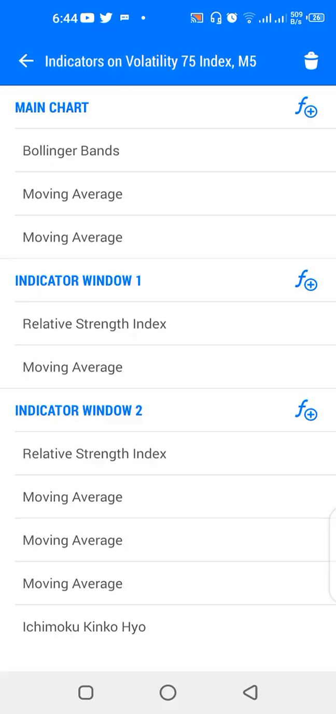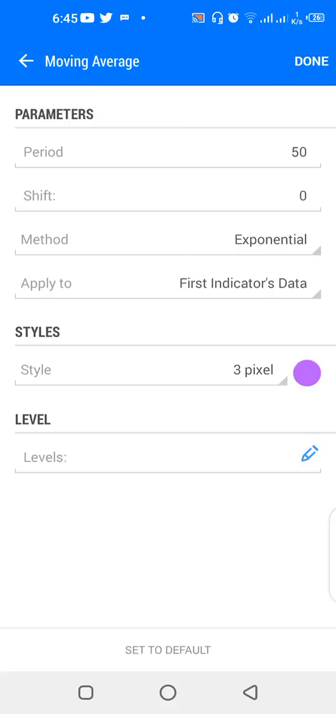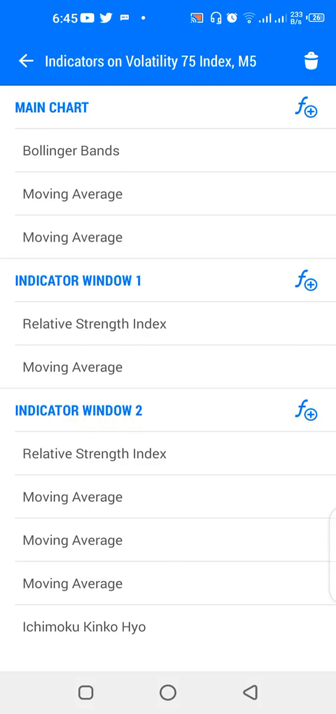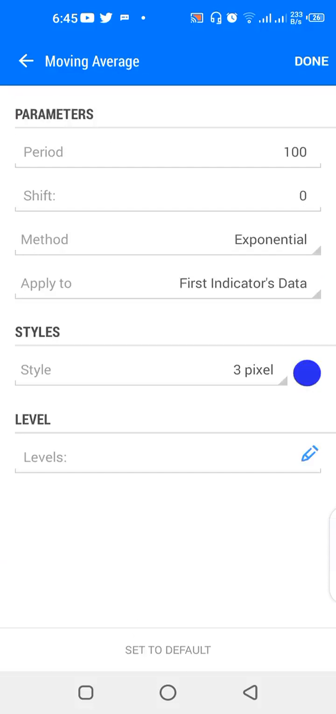Then we have a moving average. Period is 50, shift is 0, method is exponential, apply to first indicator's data, color is purple. We also have another moving average. Period is 100, shift is 0, method is exponential, apply to first indicator's data, color is blue. We have the next moving average, period is 200, shift is 0, method is exponential, apply to first indicator's data, color is green.